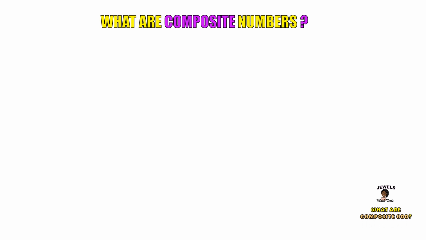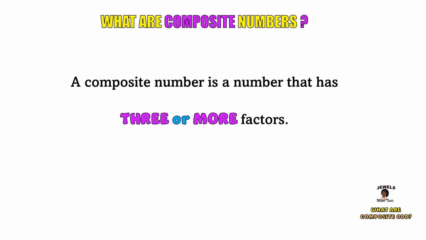So what exactly are composite odd numbers? Before we get into that definition, we need to first look at these two words separately. So we learned that composite numbers are numbers that have three or more factors. And these include numbers like 15, 27, and 49.